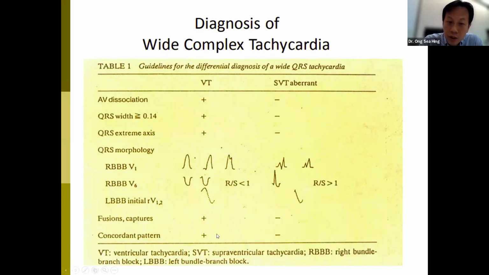And lastly, concordant pattern. What does concordant pattern mean? Concordant pattern means in the V leads, that means in the precordial leads, if all the QRS is pointing upwards or all the QRS is pointing downwards, then it's more likely to be VT. If it is SVT, it will be either a right bundle branch block pattern or a left bundle branch block pattern. So half of the R waves are pointing upwards, half of the R waves are pointing downwards. That is a discordant pattern. So if it is a concordant pattern, where all the R waves are pointing the same direction in the precordial leads, V1 to V6, then it's more likely to be VT.